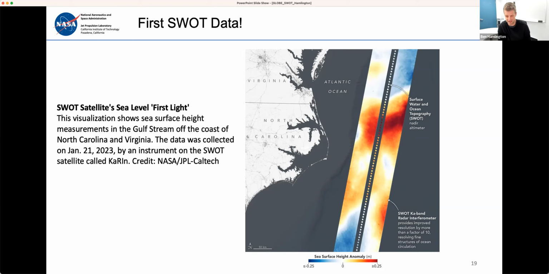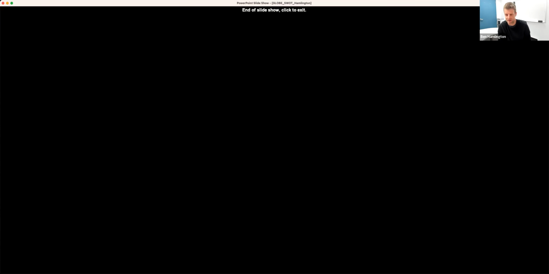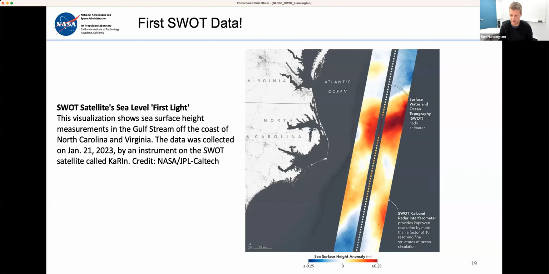There isn't too much to say about this to date, other than I think it is looking really good. Everybody's very positive about these first initial returns. Those little dots in the middle, that's the nadir pointing altimeter. That's not actually how it's measuring. It's just to visualize that we do have this measurement in the middle of those two swaths. But everything's checked out well. The nadir altimeter is working well. The SWOT swath measurement is working well, and we are very excited about what is to come. And with that, I will leave it there and happy to take any questions.